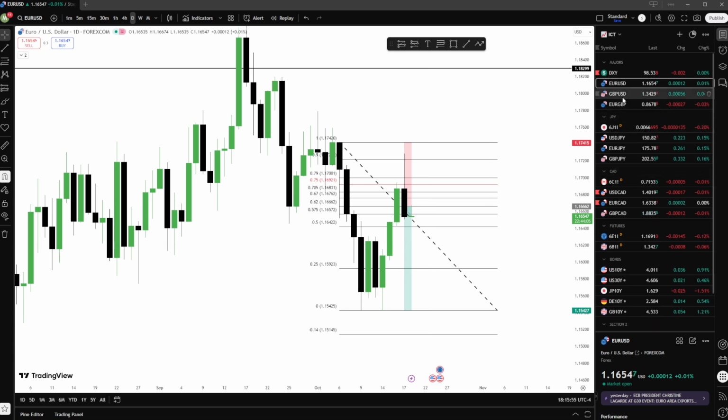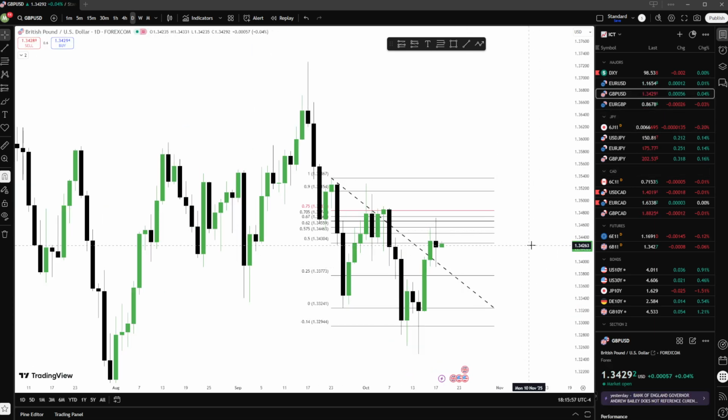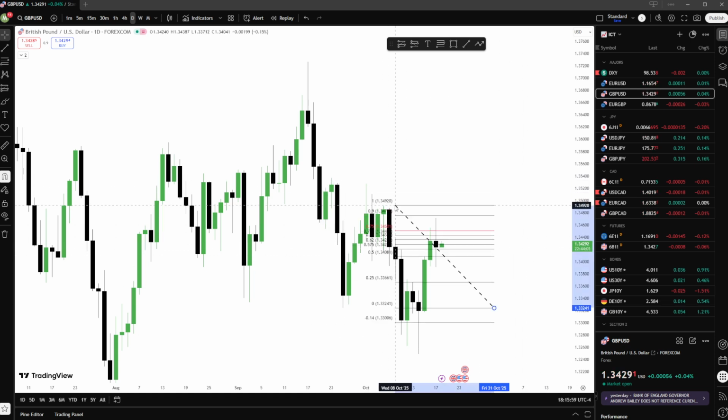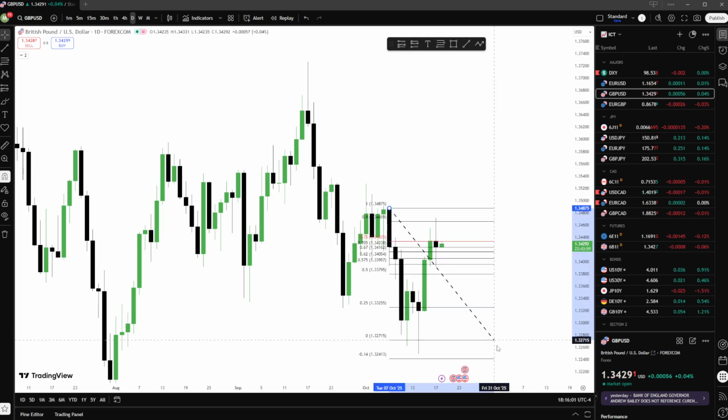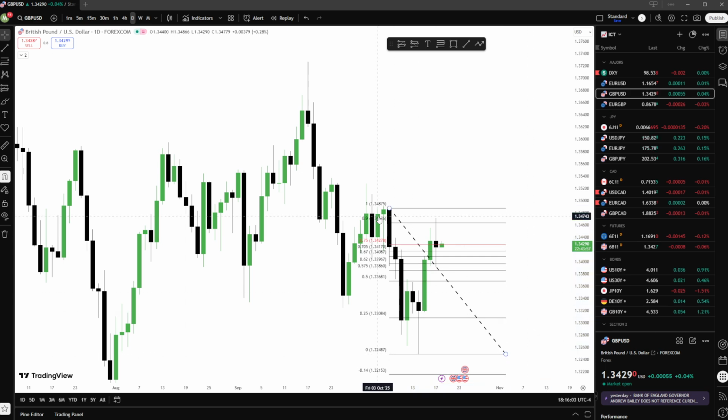Now, from GBPUSD, we can have a look at the same thing. The range, if I just mark out what we marked out, has been much more resistant to going lower. We've come up.